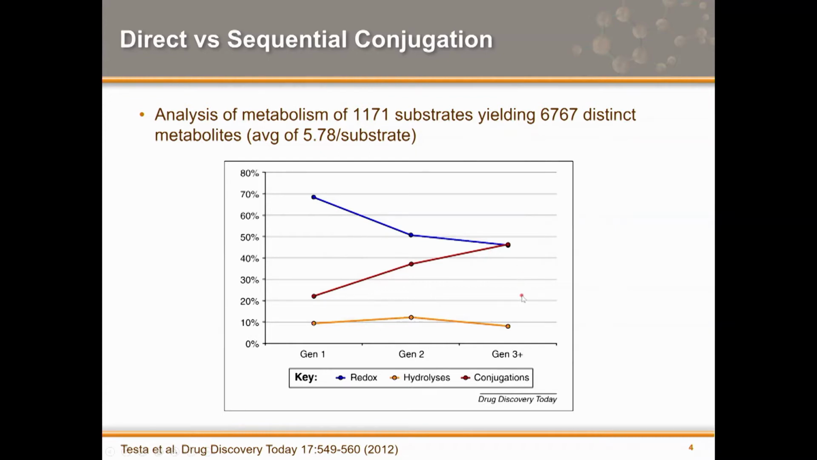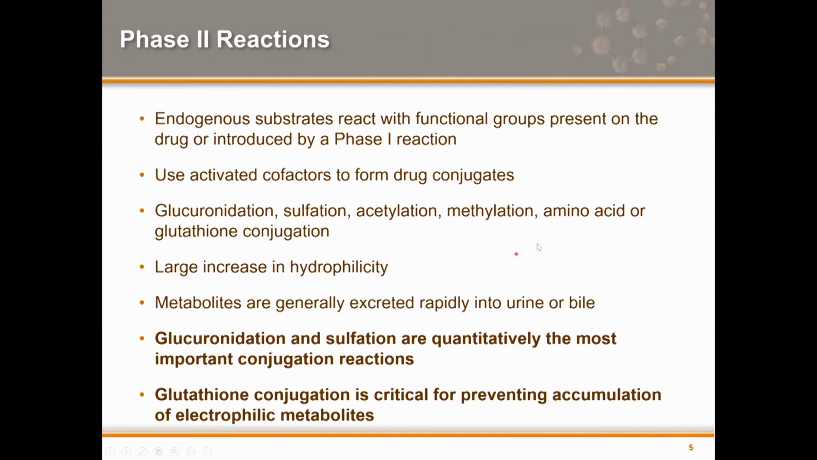So for a phase 2 reaction, functional groups on the drug or xenobiotic interact with endogenous substrates. And they do this through the use of activated cofactors. The conjugation reactions that comprise phase 2 reactions are glucuronidation, sulfation, acetylation, methylation, amino acid conjugation, and glutathione conjugation. And we'll talk about a couple of these in more detail.